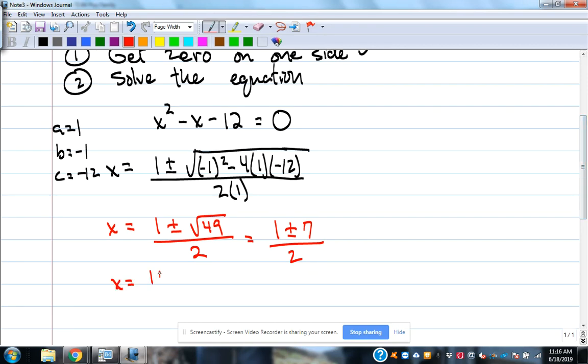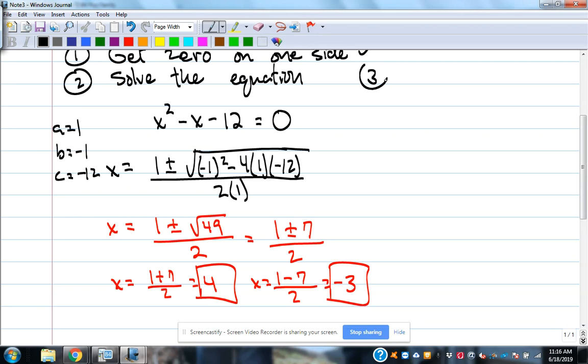So 1 plus 7 over 2 is 4. 1 minus 7 over 2 is -3. 2 answers. What we then do, the third thing that you want to do, is set up a number line.